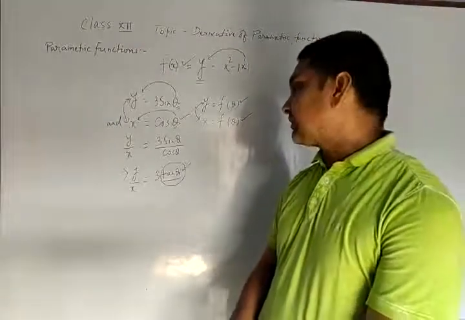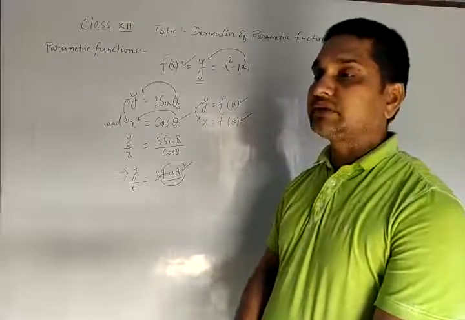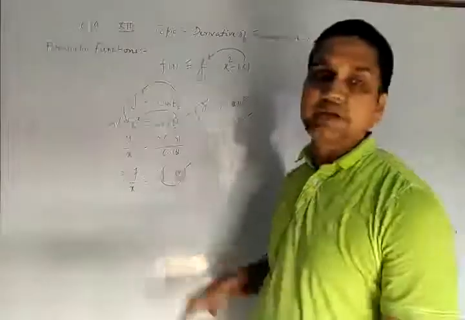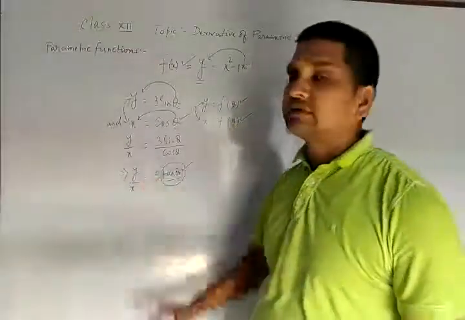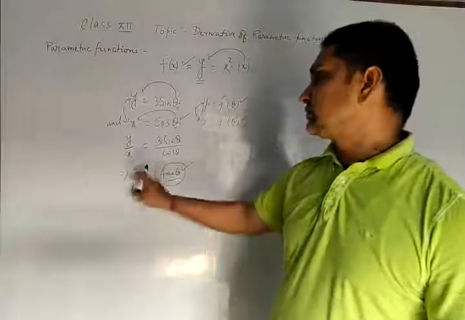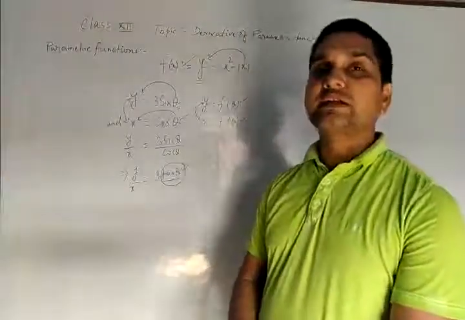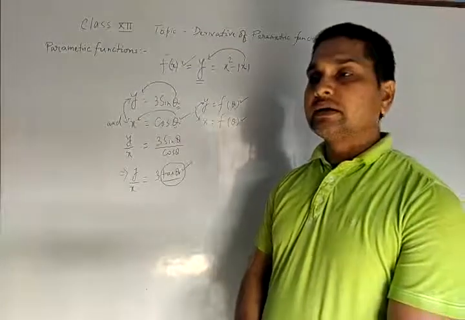If we take another value of theta, like pi by 6, means 30 degree, that will give you 1 by root 3, and it will be 1 by root 3 times x. So these two variables are not directly linked, not directly related.